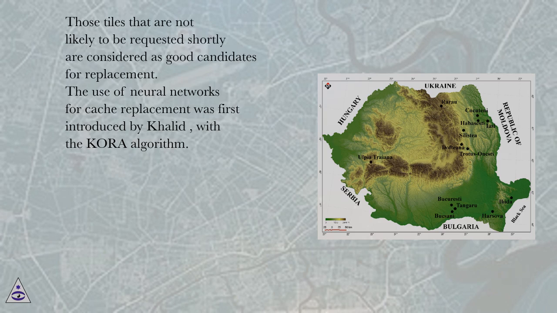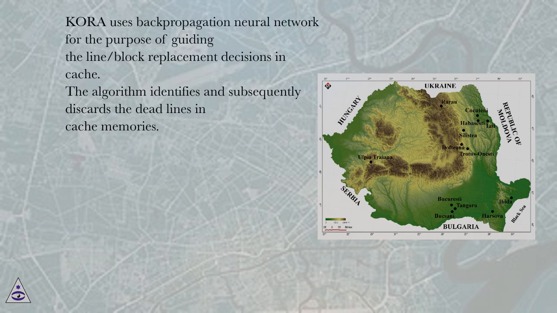Those tiles that are not likely to be requested shortly are considered as good candidates for replacement. The use of neural networks for cache replacement was first introduced by Gilad, with the Cora algorithm. Cora uses a backpropagation neural network for the purpose of guiding the line/block replacement decisions in cache. The algorithm identifies and subsequently discards the dead lines in cache memories.